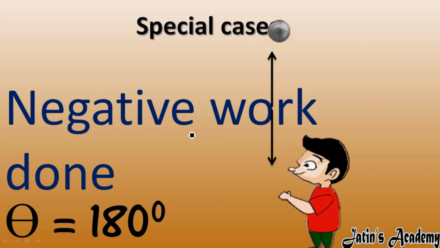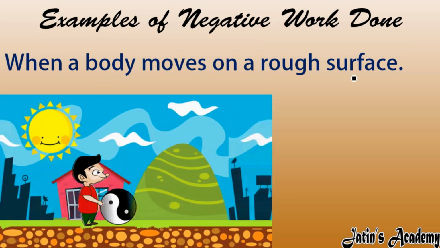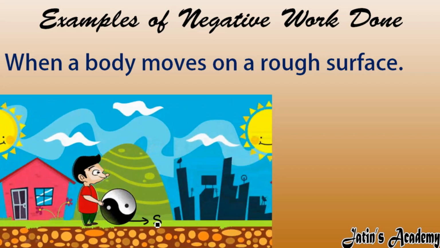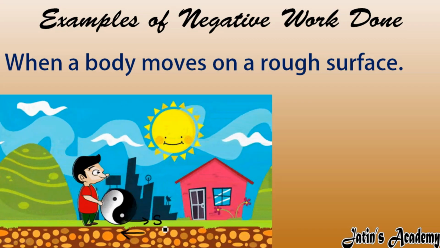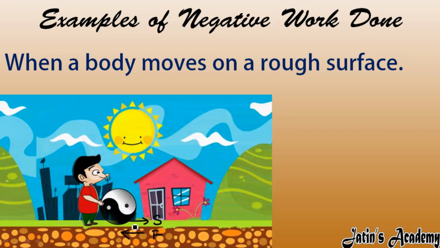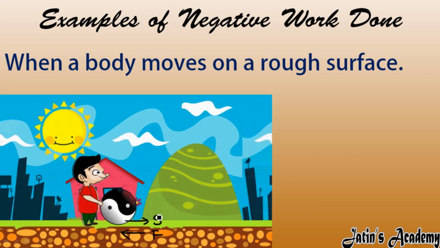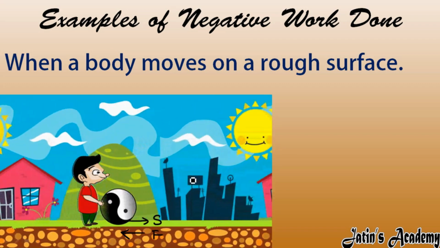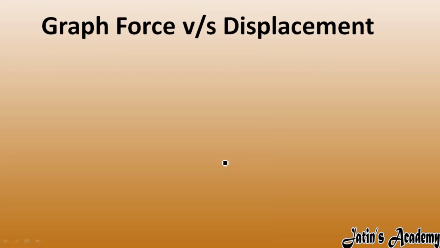Let's see one more example of negative work done. When a body moves on a rough surface, the body's displacement occurs in this direction, and the frictional force is applied in the opposite direction. So the force and displacement occur opposite to each other, and the angle between them is 180 degrees. Again, it is an example of negative work done. Now let's see the graph between force versus displacement.